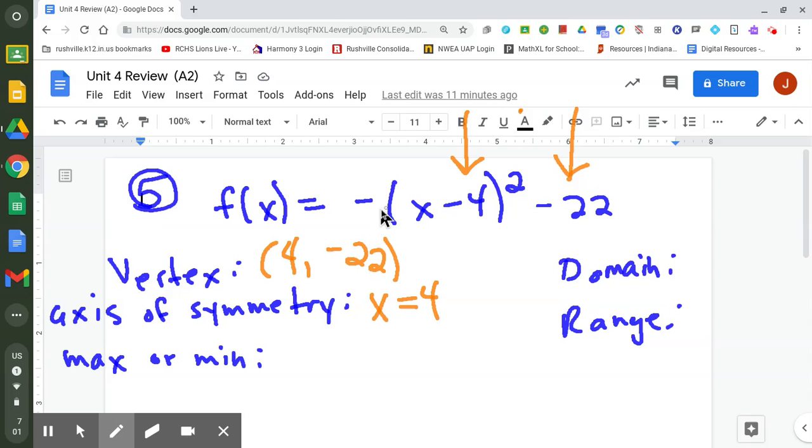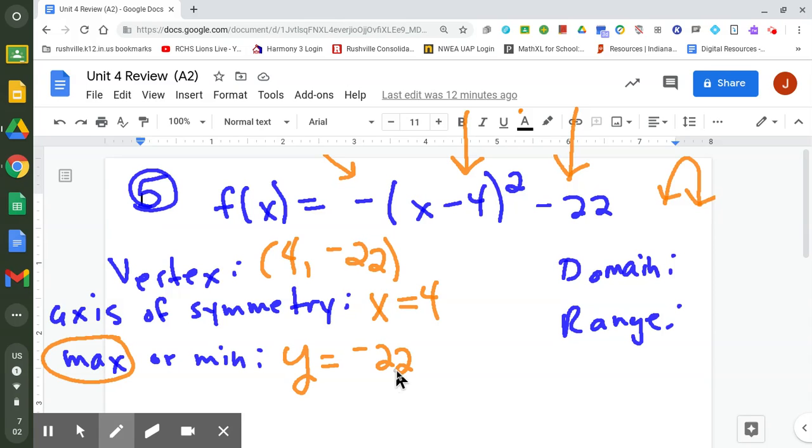Without even graphing it, we should know that this opens downward. And I know that it opens downward because of that negative sign. So if it opens downward, it has a maximum. And the maximum value is always the y value of the vertex. So y equals negative 22.